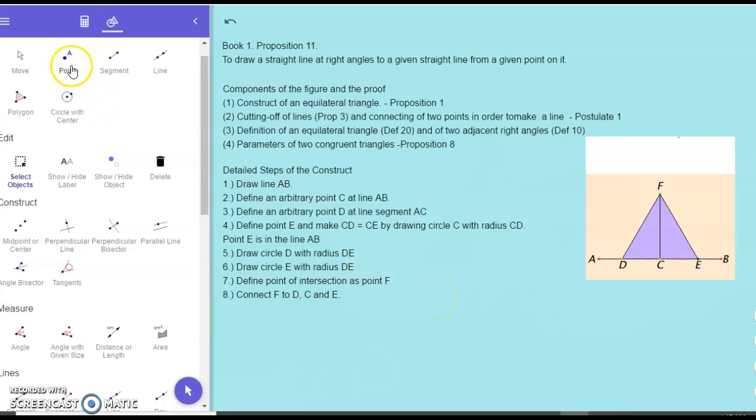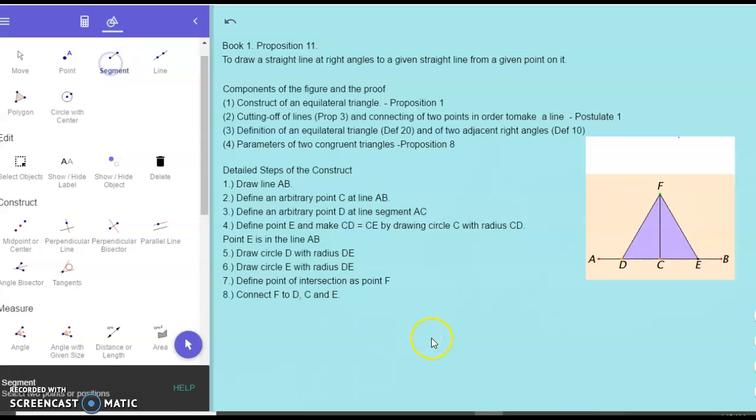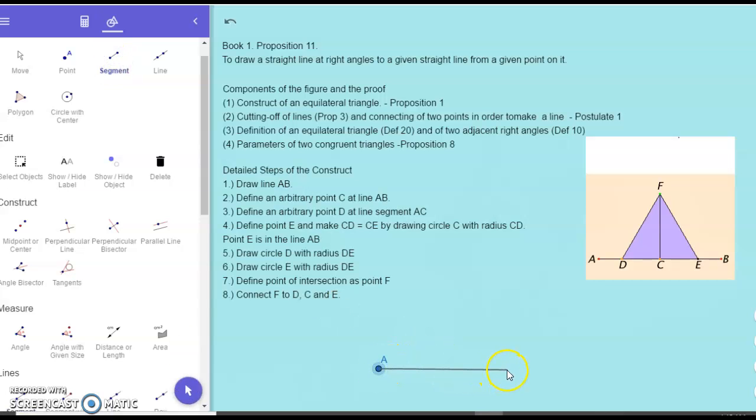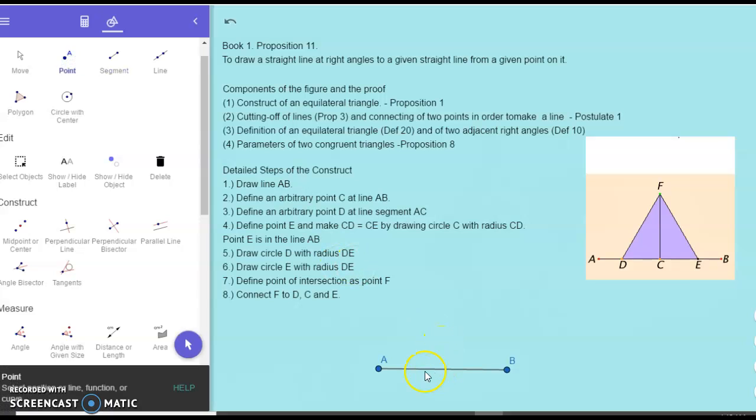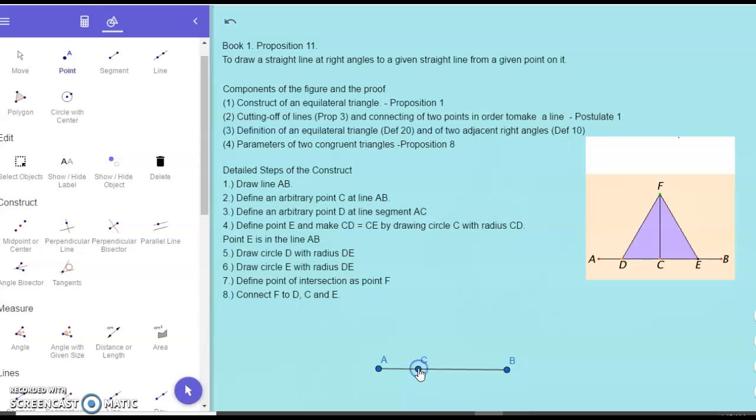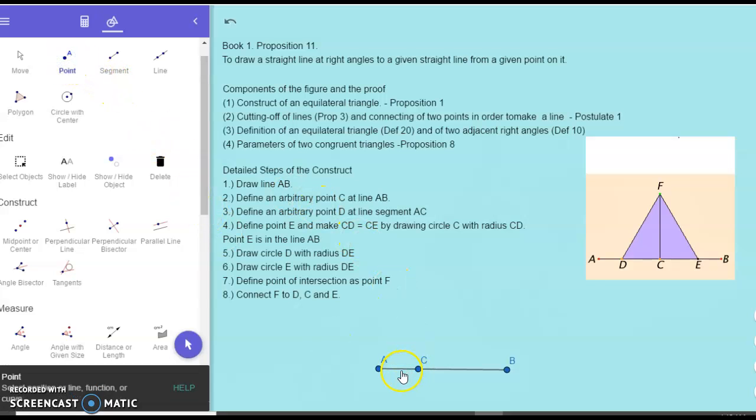So let's begin. We'll start with the line AB here, and we have the arbitrary point C along line AB. So these are our starting elements, line AB and point C, which is along line AB. Again, point C is not bisecting AB here, so let's have it at this part. And we're going to have an arbitrary point D here.